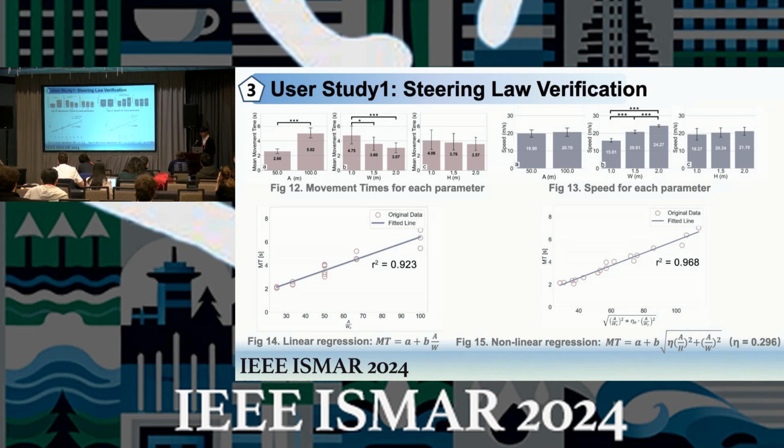Eta equals 0.296. The eta coefficient represents the weighting between width and height in our model. Interestingly, we found that even in large dimensions, participants also adjust their height, likely adopting a safety strategy to avoid potential error.